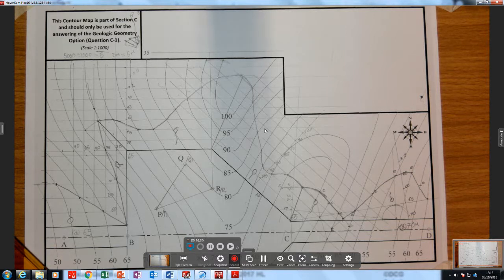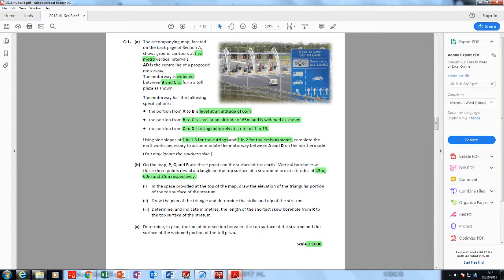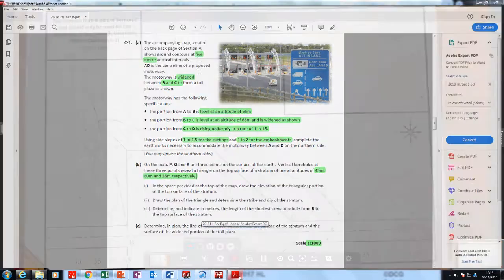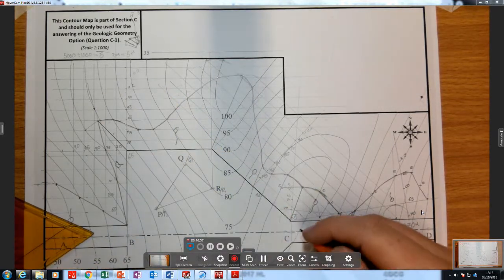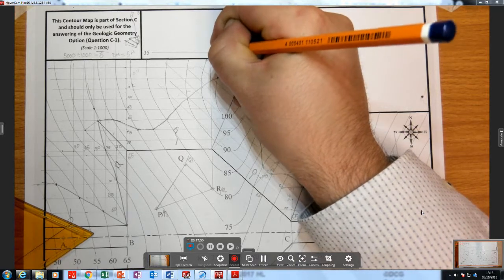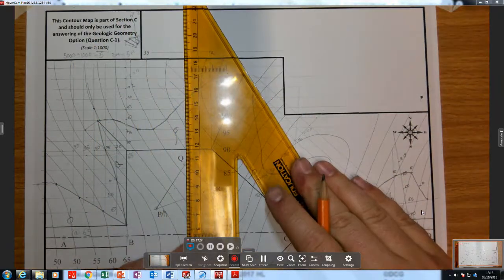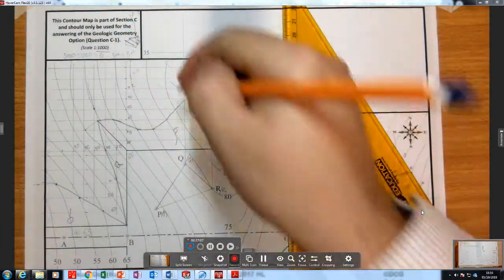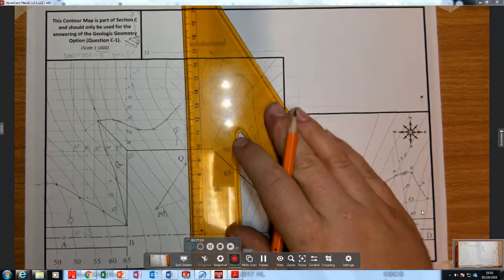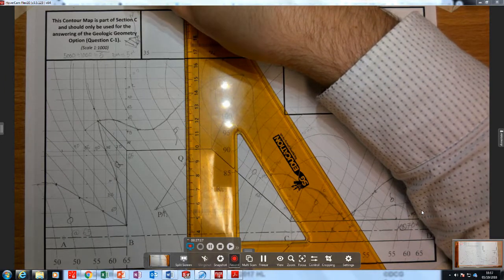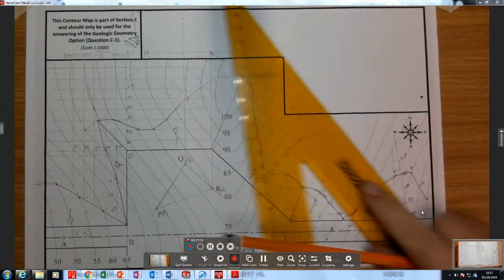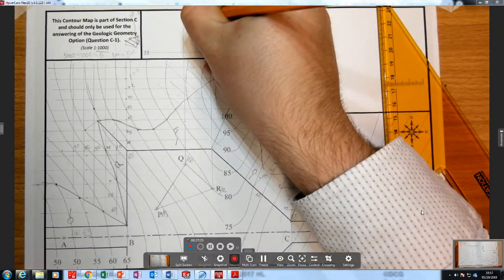Right, so the question says we have to draw the elevation of that surface in the space provided at the top of the map. Draw the elevation of the triangular surface of the top stratum. Part 2, draw the plan of the triangle and determine the strike and dip of the stratum. So, they give you an altitude line of 35 here. So, point R1 is at an altitude of 35. Q is at an altitude of 60. So we measure up 25 from the 35 line, because 35 plus 25 gets us 60. So there's Q1.